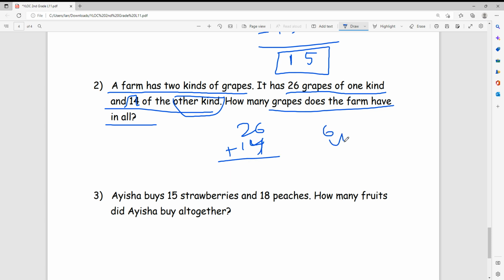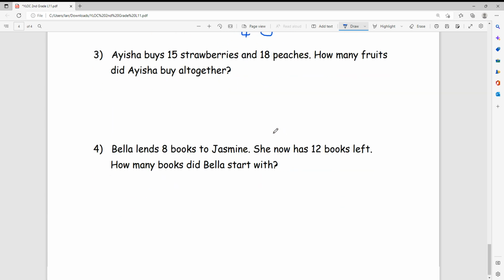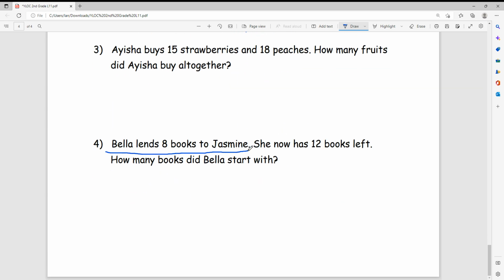So 26 plus 14. So we can do here on the side, 6 plus 4. So go to the right 4 times. 1, 2, 3, 4, 7, 8, 9, and 10. So this is 10. So we write a 0 here and drag it here. 2 plus 1 equals 3, plus another 1 here, so which is 4. So it's 40.